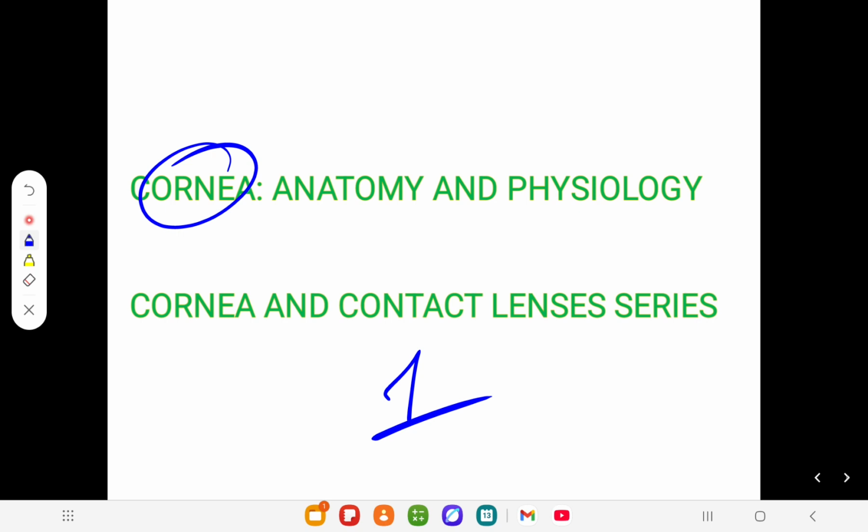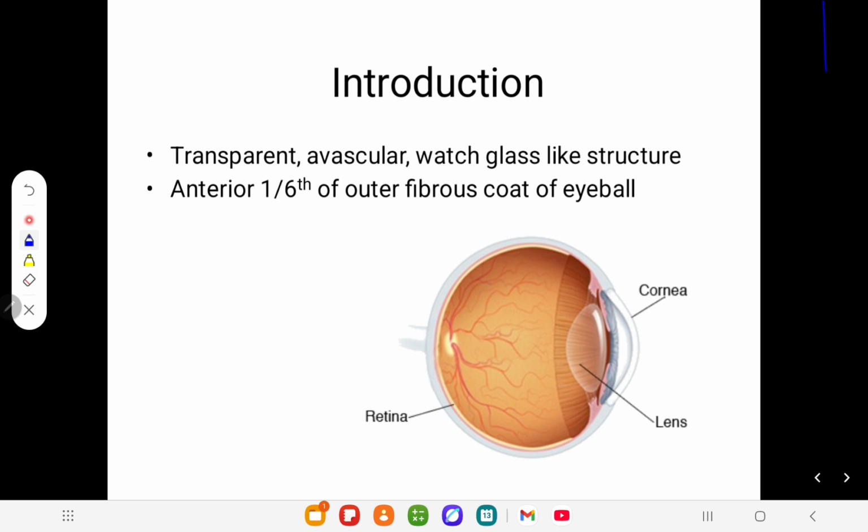Okay, so let's move further. So basically, introduction of cornea: it's a transparent, avascular, not always avascular, but yes, central cornea is avascular, watch glass-like structure, anterior one-sixth of the outer fibrous coat of the eyeball. I think it will come in MCQs.